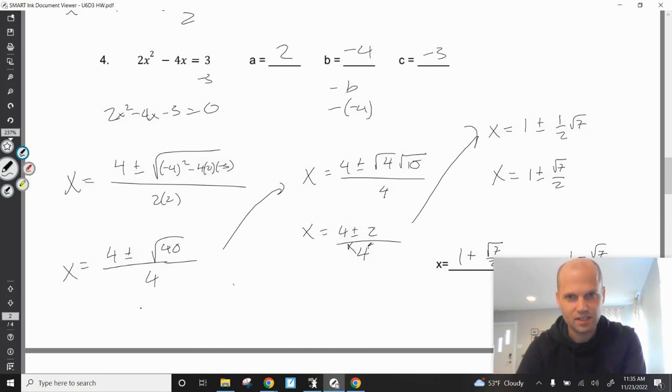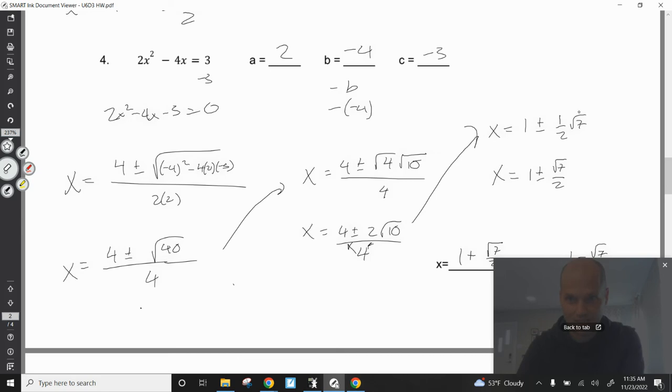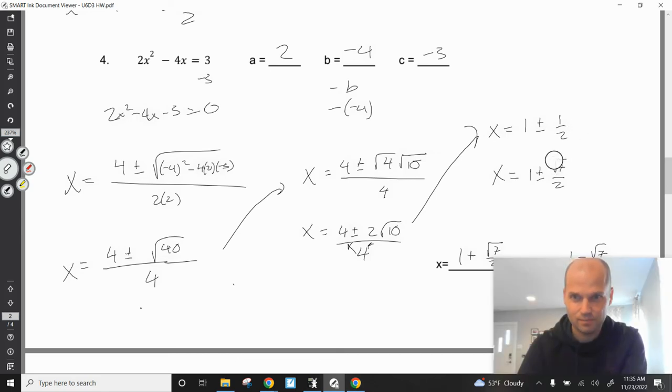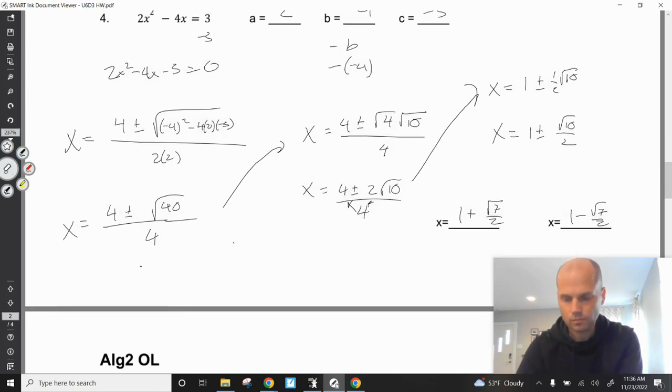It's good to see that it happens, but watch me fix my mistakes without having to look at a key or anything. It's going to be root 10 times a half, or root 10 over 2, and then I'll be able to see those correct answers.